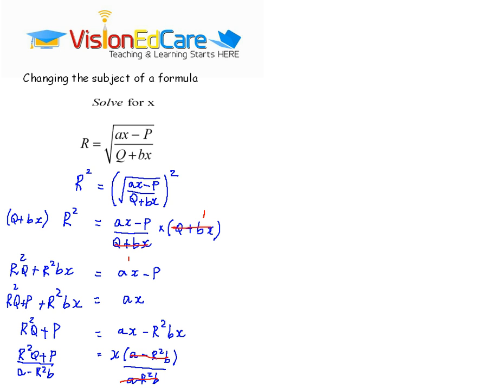So it means that x equals r squared q plus p, all of that over a minus r squared b. So we have now rearranged the formula for x.